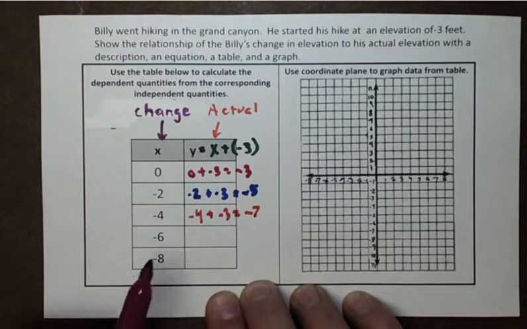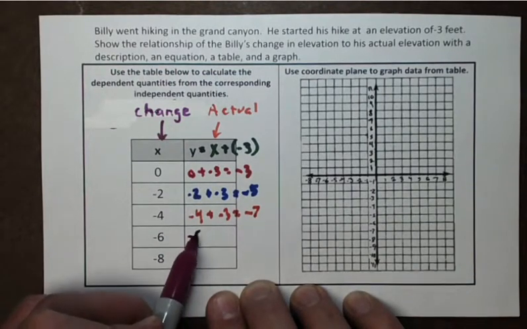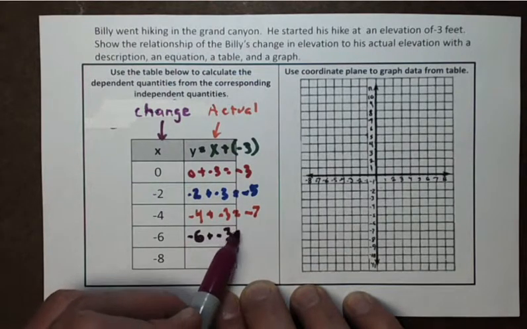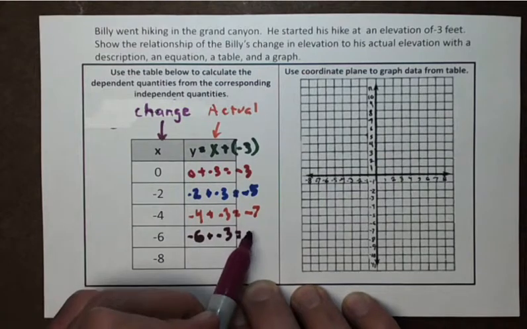Okay, now let's say his change is negative 6. Put a negative 6 for x, add in my negative 3, and that will be negative 9.